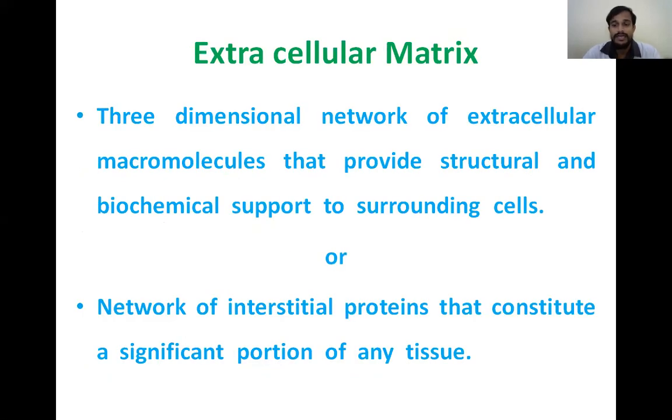So first, extracellular matrix. It is a three-dimensional network of extracellular molecules that provide structural and biochemical support to surrounding cells. So we know the human body is made up of different organs, and the organs are made up of tissues, and tissues are made up of cells. So there is some space in between the cells that is known as extracellular matrix. And this extracellular matrix contains macromolecules that provide structural support and biochemical support to the surrounding cells. So that is extracellular matrix.